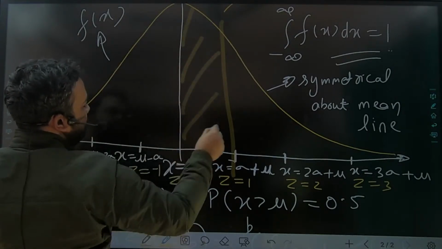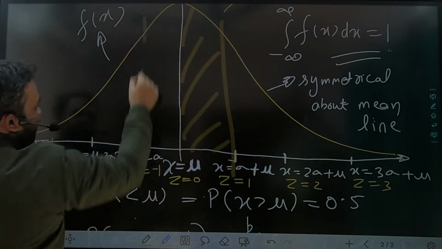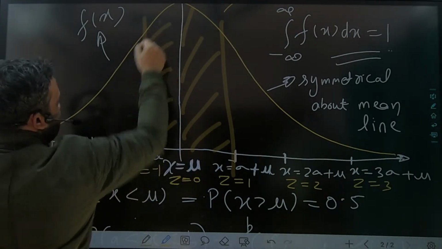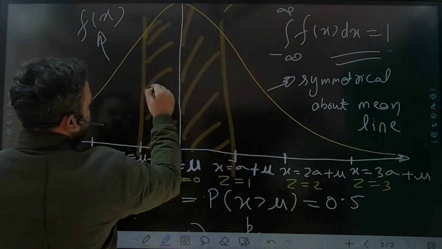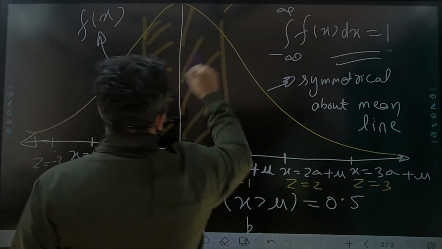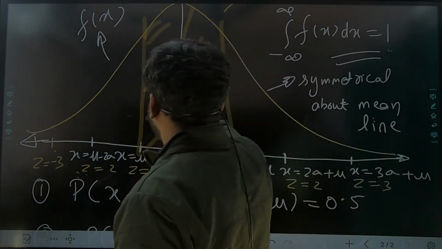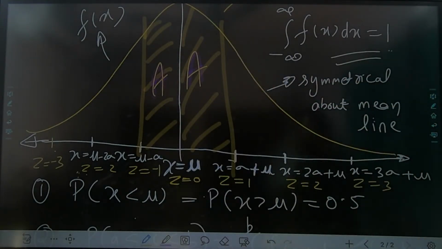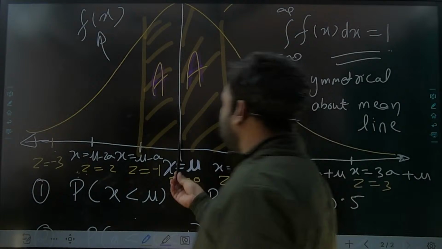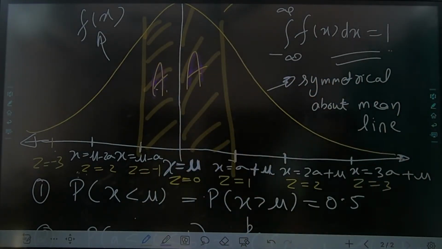If I go from z is equal to 0 to z is equal to 1, and if I go an equal distance backward, I will get this much area, and that area is exactly A. This area is also A, this area is also A. Both areas will be the same because it is symmetrical about the mean line. So how much you go ahead, that much you go behind, you're going to have the same area under this curve. This information is very crucial for problem solving also.